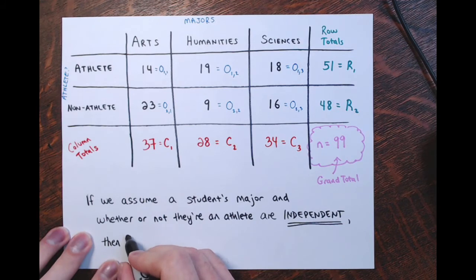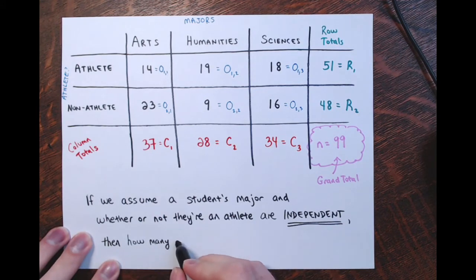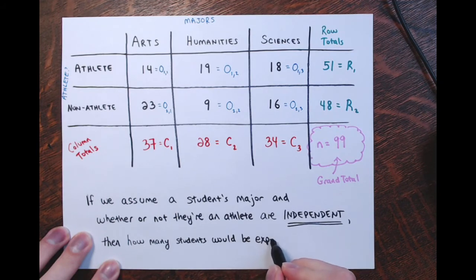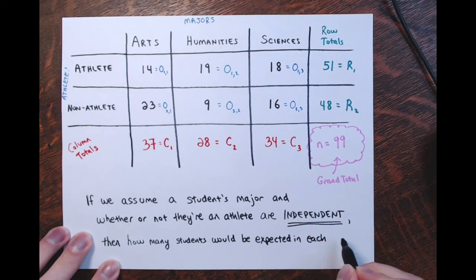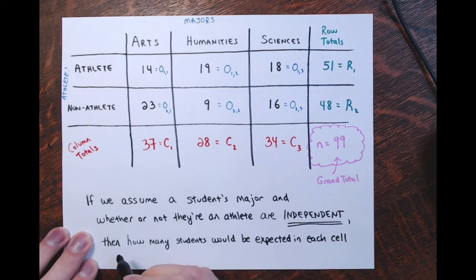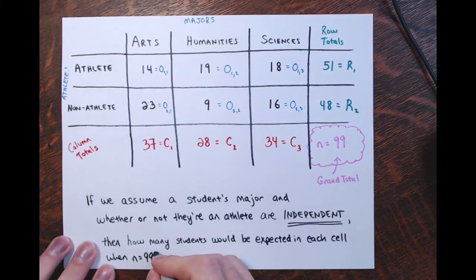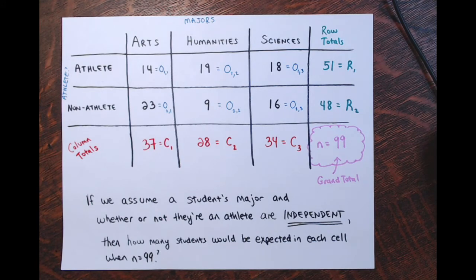Then, how many students would be expected in each cell when n equals 99, right? When you have 99 students, right? So that's the question. All right.